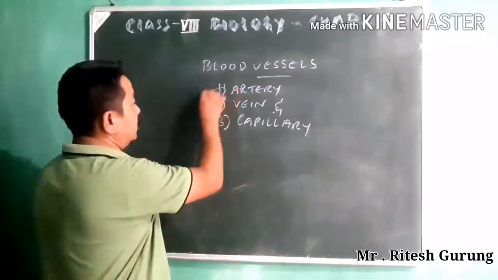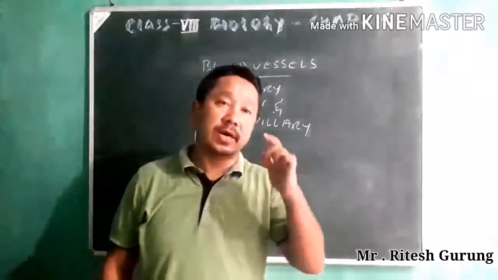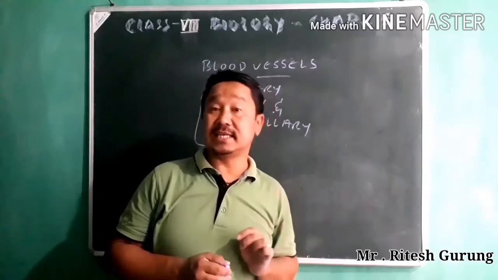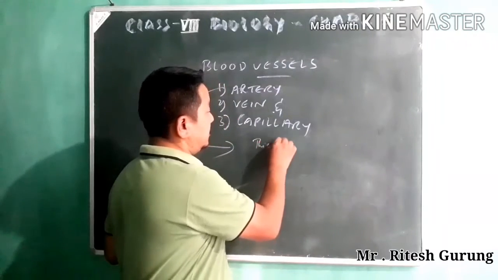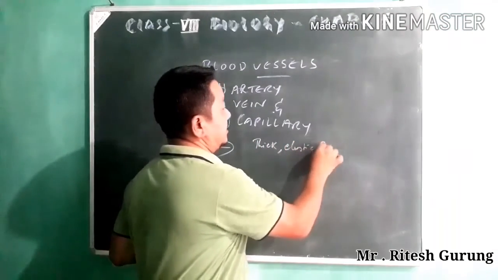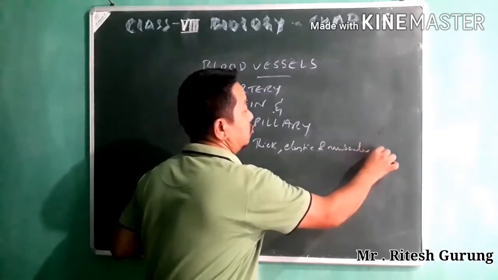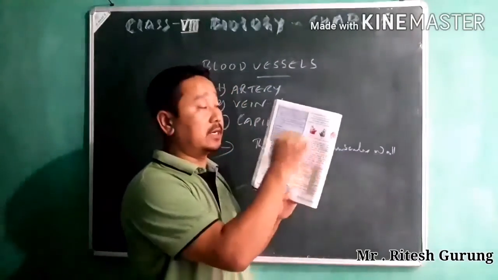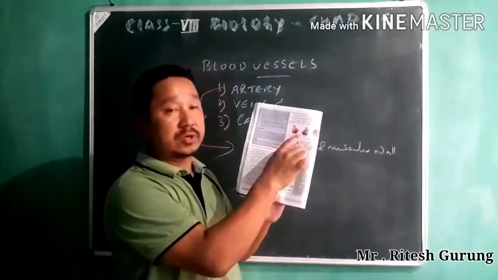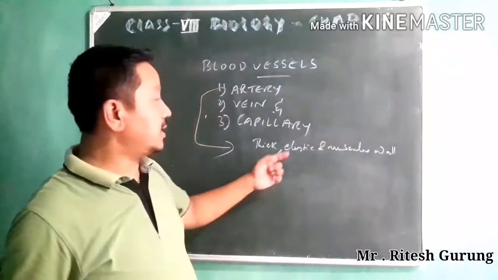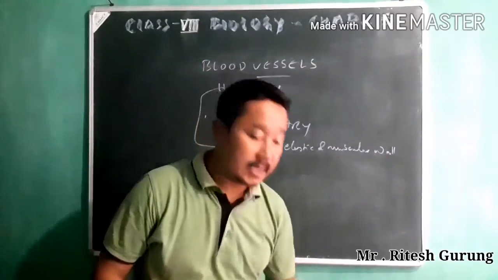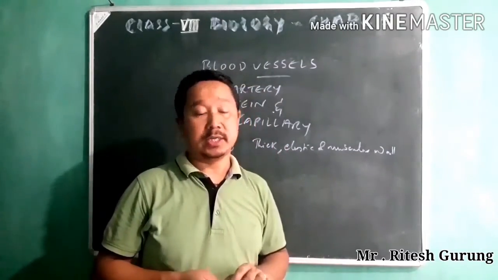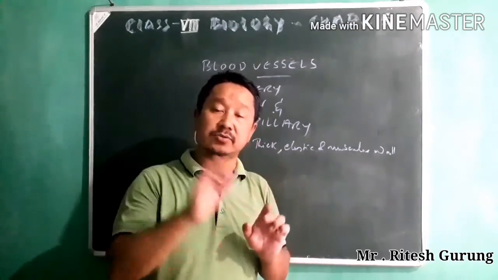All right, so let's talk about arteries. Arteries have a thick, elastic, and muscular wall. Thick, T-H-I-C-K. Which is also shown here in the diagram, page number 58. Rather than drawing it on the board, I'll just show you in the book itself. Please look at the book. So, thick, elastic, and muscular wall. And they carry the blood from the heart to the different parts of the body. The function of an artery is to carry the blood from the heart to the different parts of the body.